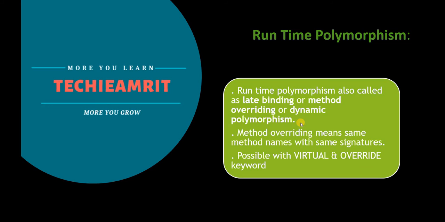Runtime polymorphism is also called late binding, overriding or dynamic polymorphism. Why is it called method overriding? Because we may come across a situation where a base class method has the same name and same signature as a method in our derived class. So it will create an ambiguity. To remove that ambiguity, we use the virtual and override keywords. As the name suggests, method overriding means methods with the same name and same signature.